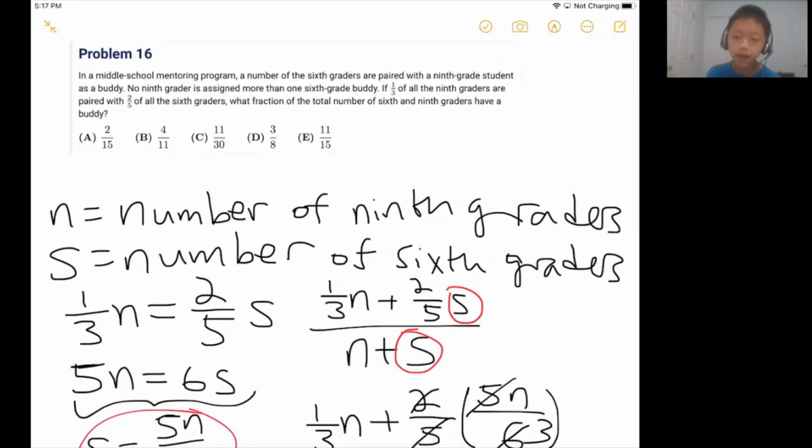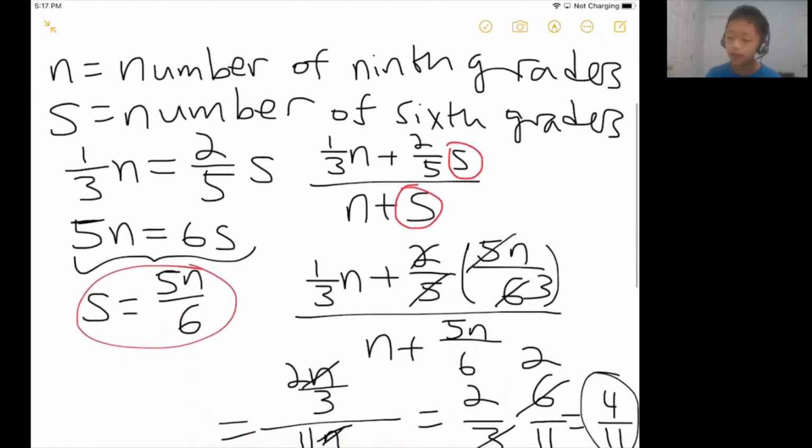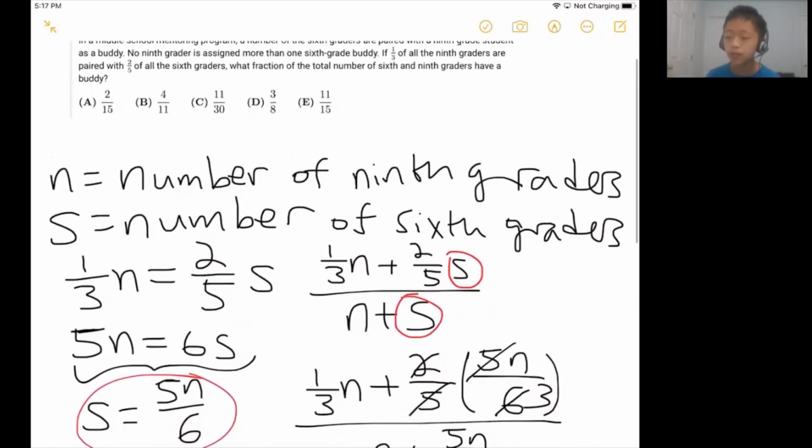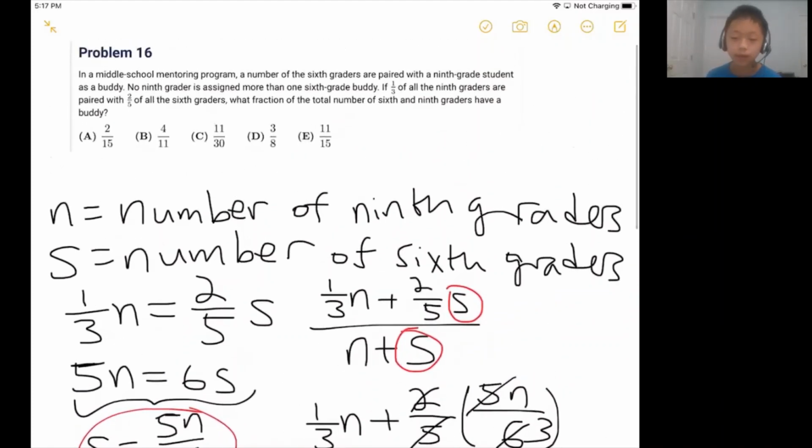Okay, so the main idea for this problem was we tried to build some algebra equations out of these words, and we built some equations, and we found this ratio of numbers. A lot of times, notice that this question didn't allow us to actually solve for the values of n and s. We instead found a ratio in which the variables canceled out.